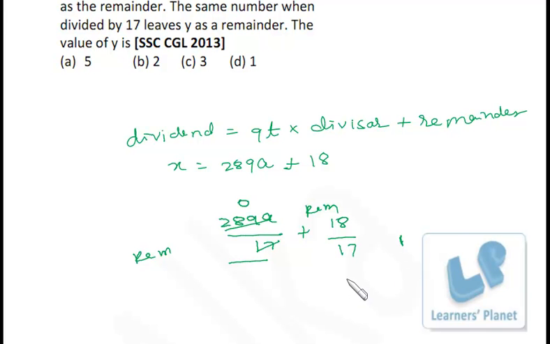So these sorts of problems are really very easy. You just have to write the number in this format, that is 289a plus 18, that is quotient into divisor plus remainder, right?